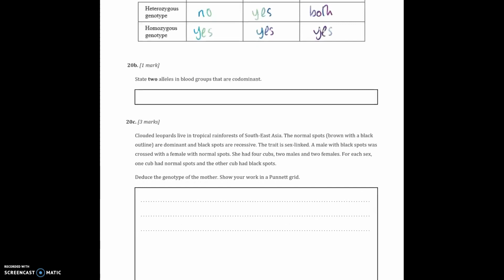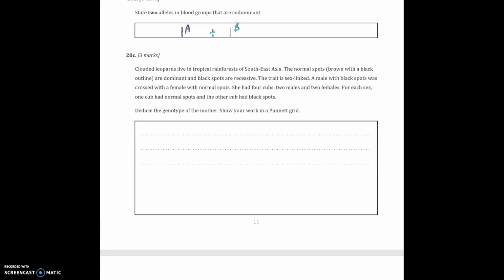State the 2 alleles in the blood groups that are codominant. That's IA and IB. And some slightly peculiar notation here. And then this one 20C, that one is a sex-linked situation. So here you need to show the cross. So we have XN, we have X, little n, we have Y. You need to show the cross, and then you need to come down to the fact that the mother is going to be X big N, X little n. So you do need to actually show that that will be the genotype of the mother.